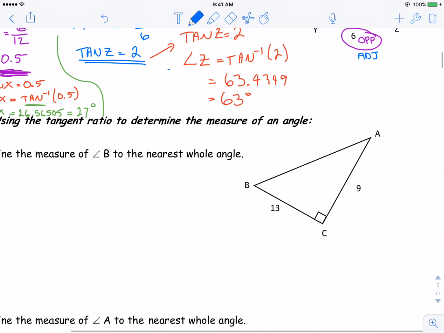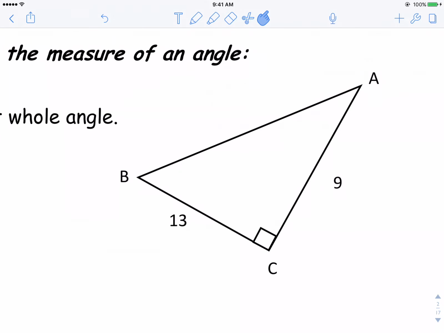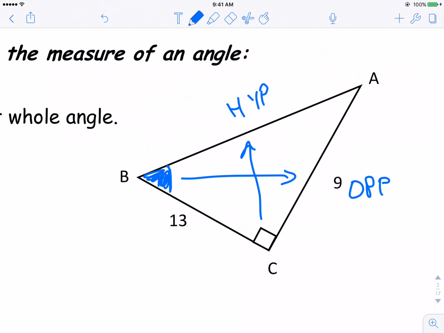First step, we have to label our triangle because we can't really do anything until we've labeled our triangle. We know we're talking about angle B. We know we're talking about this angle right here. So we label our triangle. This side would be our hypotenuse, opposite to the 90-degree angle, longest side of the triangle. This side is opposite to the angle we're talking about. It's our opposite side. This side is beside our angle that we're talking about. It is our adjacent side.